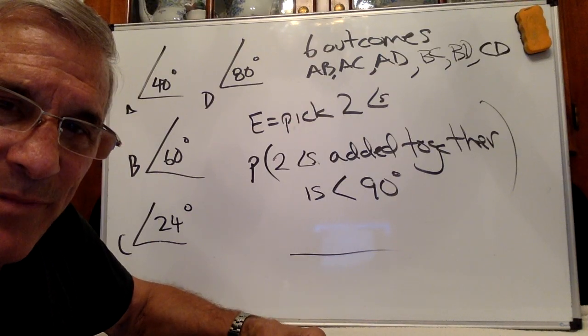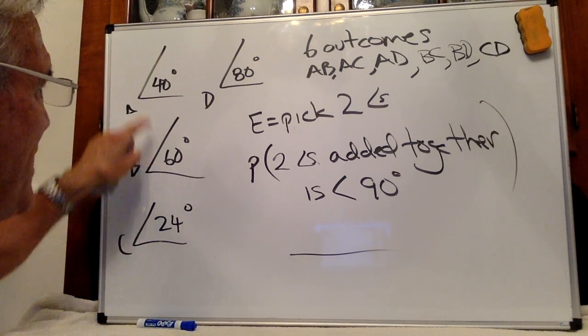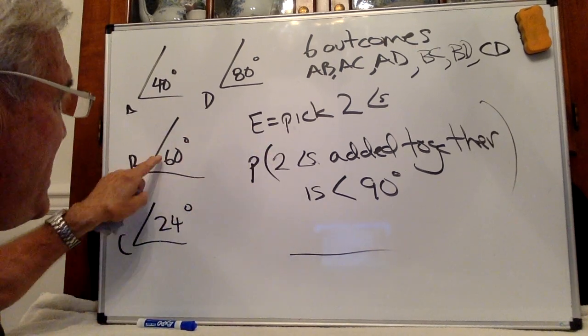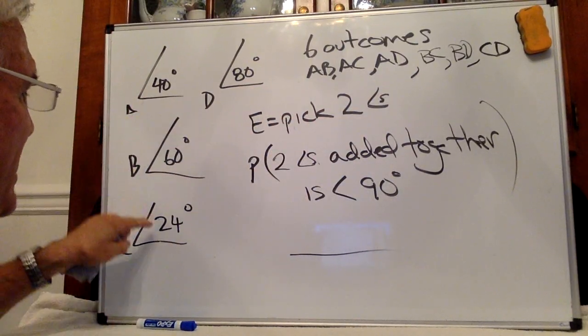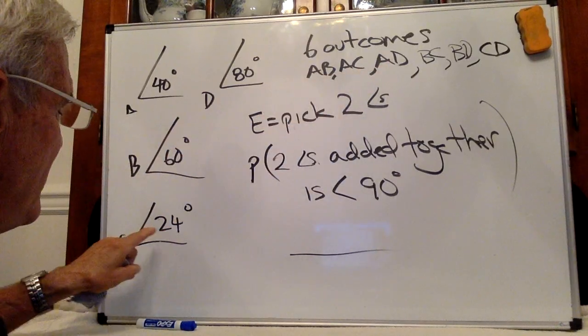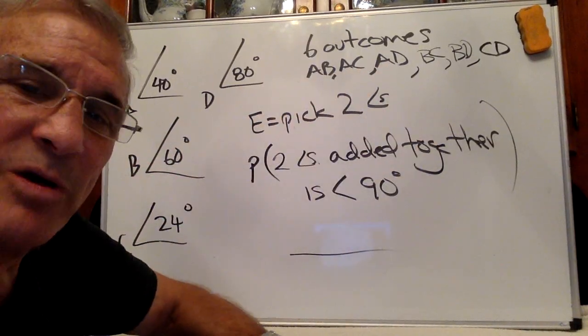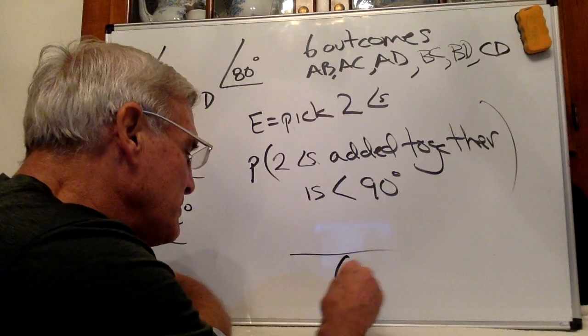A and D. Then go down to B. Well, I've already got B and A, so I go BC, BD. Then I go down to C. Well, I've already got CA, I've already got C and B. Therefore, C and D is the only other option. There are 6 possible outcomes.